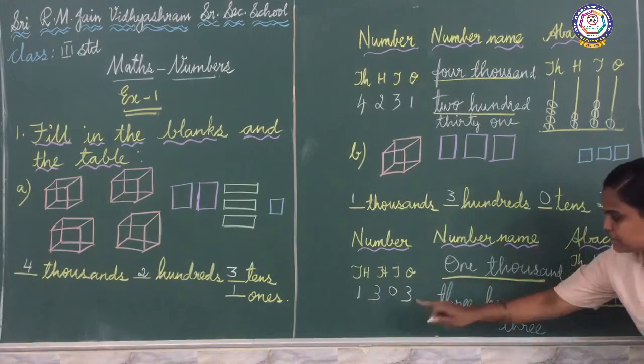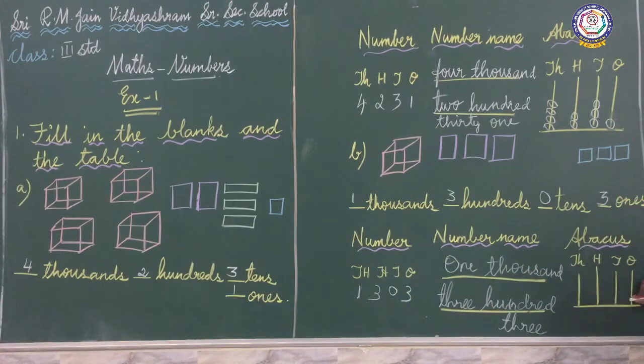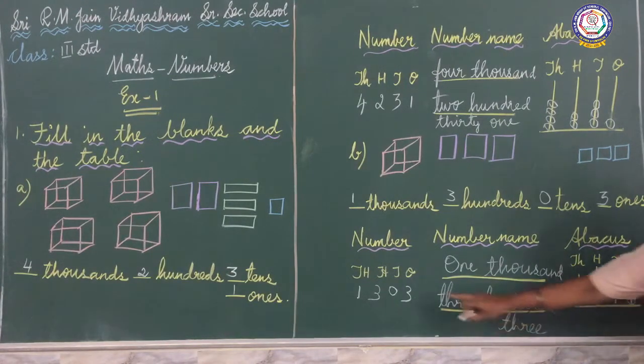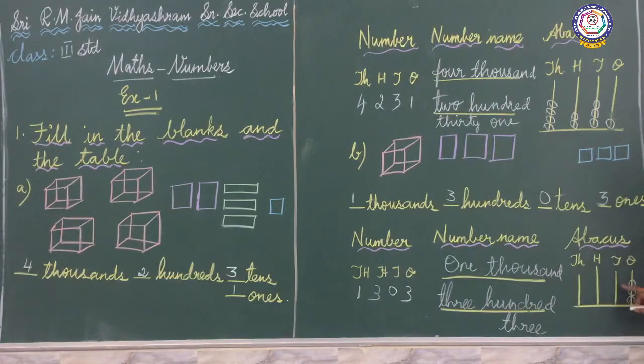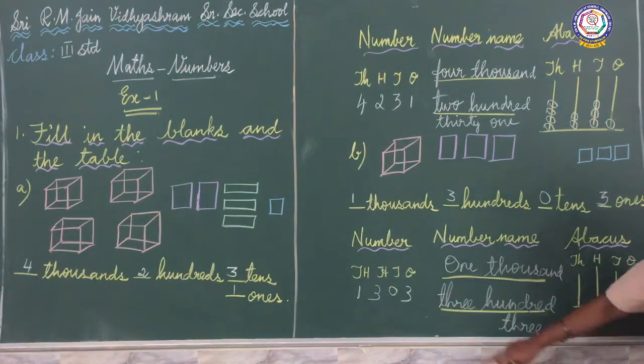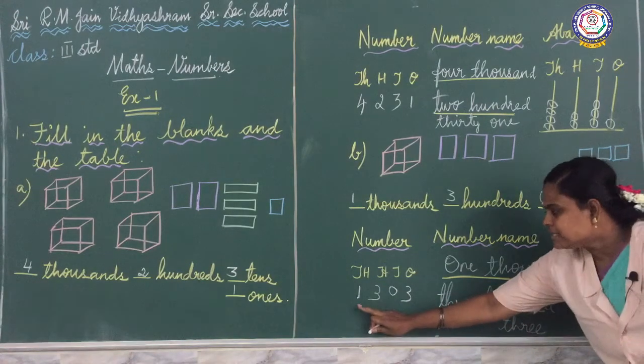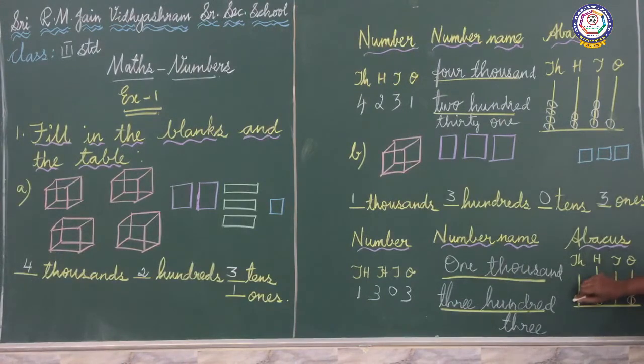So we are going to write this in abacus. See how many ones are there? 3. So in ones place we have to draw 3 beads. Next tens place 0 is there. So here you don't draw anything, because here 0. Next hundreds place 3 is there. So in hundreds place how many beads? 3 beads. 1, 2, 3. Next thousands place only 1. So you draw only 1 bead.